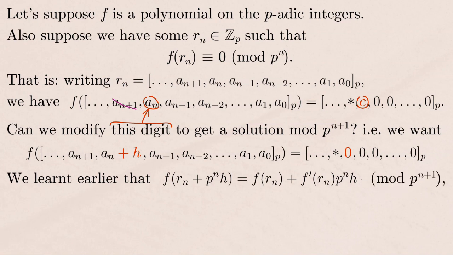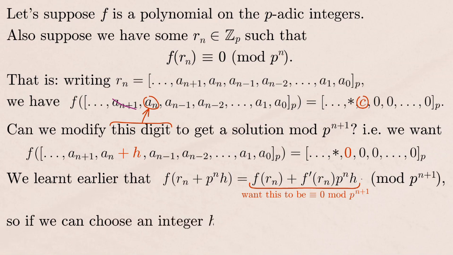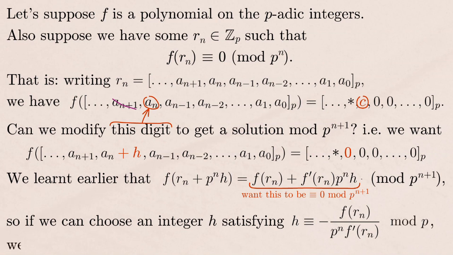Mod p to the n+1, these two expressions are equal. And what we want is to pick a value of h such that this right-hand side is 0 mod p to the n+1. So if we can choose an integer h such that h is minus f of Rn over p to the n f prime of Rn mod p, we do get 0.